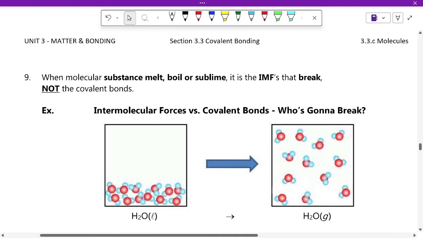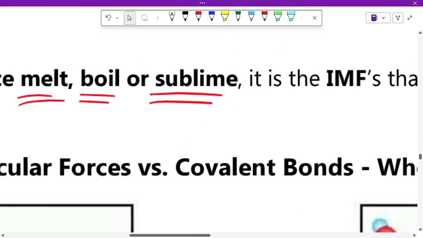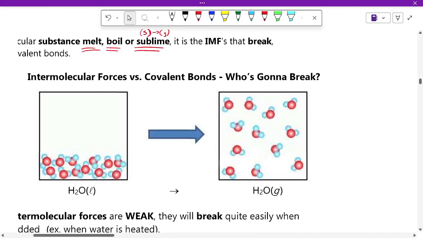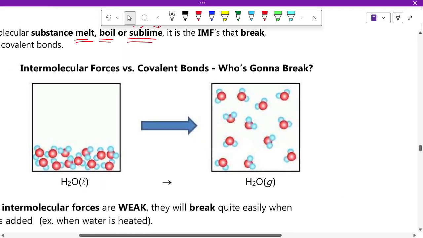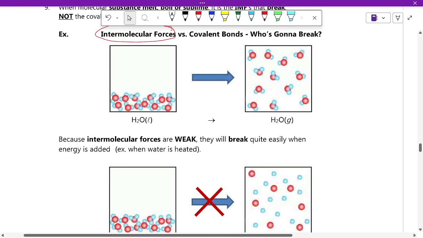So basically, when a substance melts, or it boils, or it sublimes, what does it mean to sublime? It goes from solid to gas. It is the intermolecular forces that break. So who breaks? Intermolecular forces break. Do the covalent bonds break? No, the strong covalent bonds do not break.